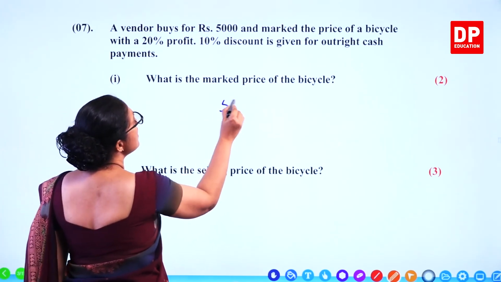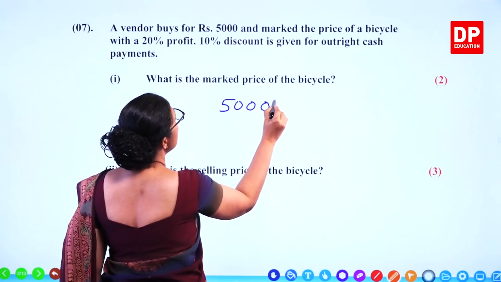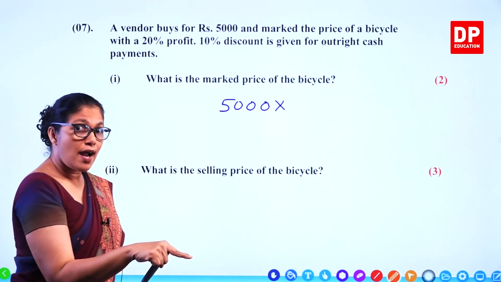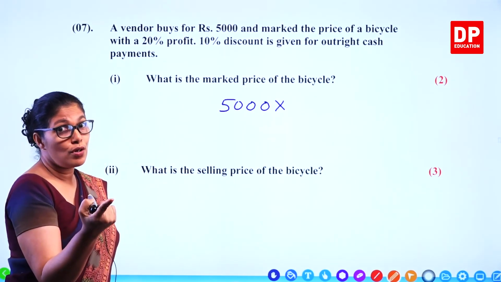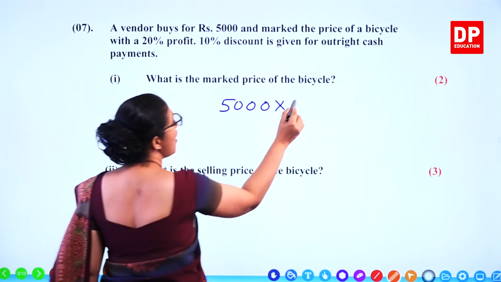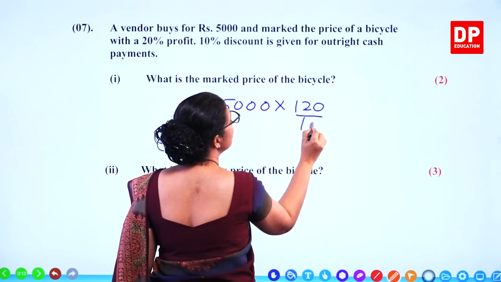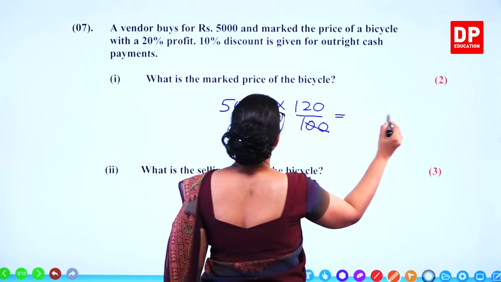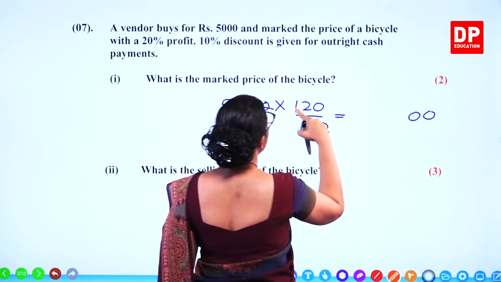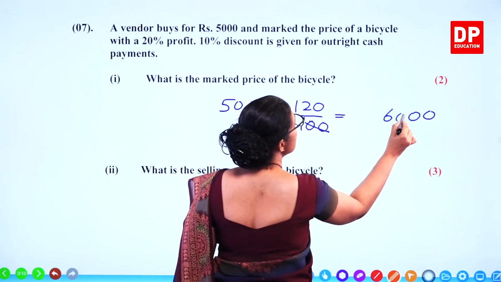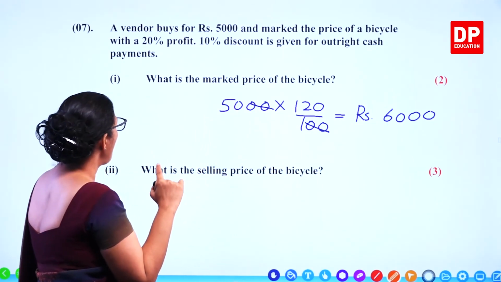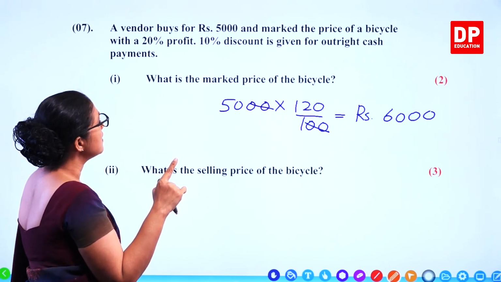So 5,000 is the buying price. Marked price is 20% more. If it's 100, you have to sell it for 120. So 120 over 100. 2 zeros get cancelled out. You get 2 zeros and 5 times 12, 60. So that's 6,000 rupees. What is the selling price of the bicycle?